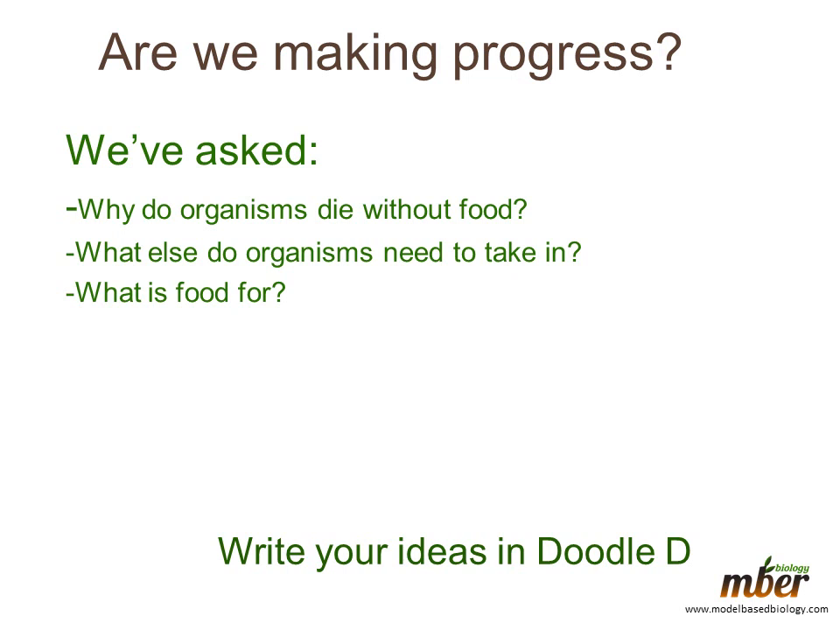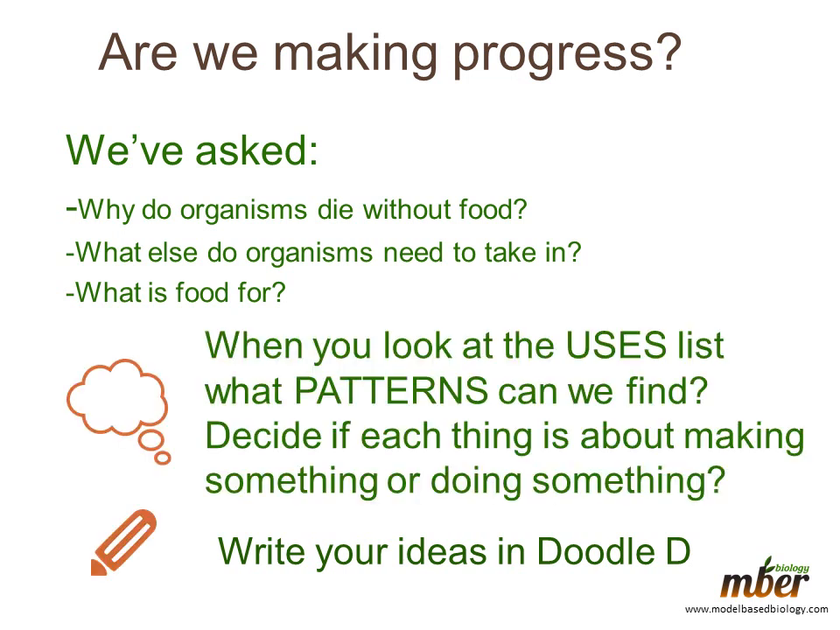So, let's look back at C. Notice how you have inputs, uses, and outputs. I want you to go to the uses column. What are the different uses you have? How does the body use these things? In DoodleBox-D, you're going to notice that it's got 3 columns. The 3 columns are do stuff, make stuff, and both.